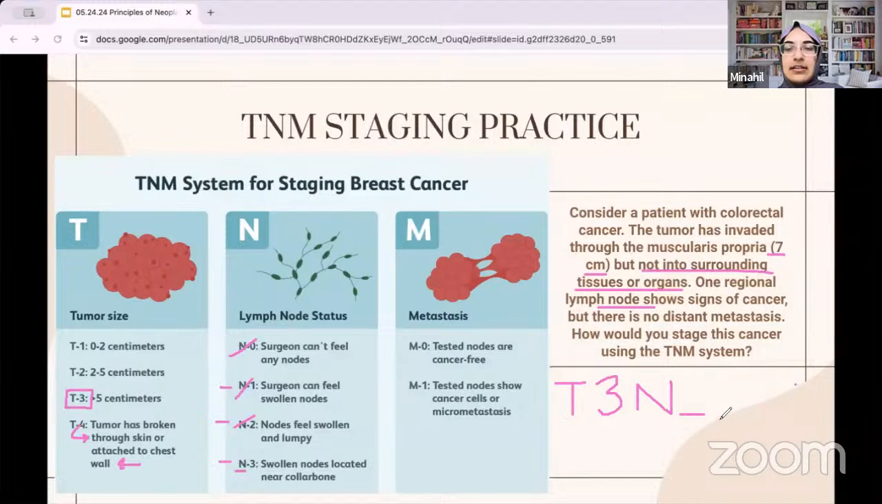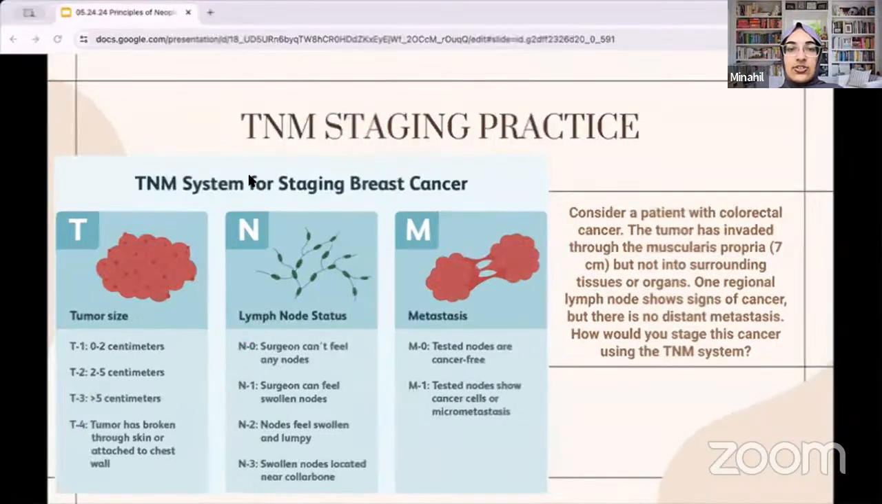And then there is the question of metastasis. So it's just yes or no. If it's no, then it's M0. If it's yes, it did metastasize, then it'd be M1. So this would be an M0 because again, there was no distant metastasis. All right, so I hope that clarifies things on how to actually stage TNM.